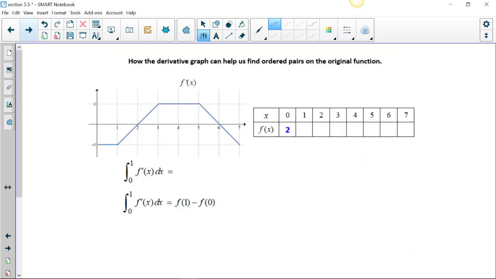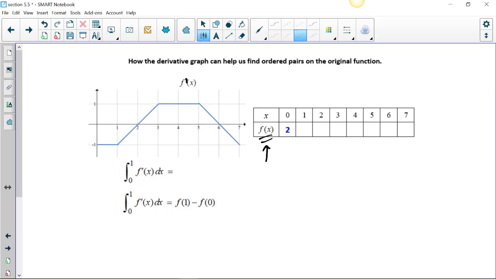Okay, all right. So let's look at the graph. Here's a graph of a derivative function. How can that help us find ordered pairs on the graph of the original function? So here's the graph of the derivative. I want to know what are the points on the graph of the original function. I don't know the function, but the derivative tells us how the function is changing, and we can use this area idea to help us. So let's take a look here.